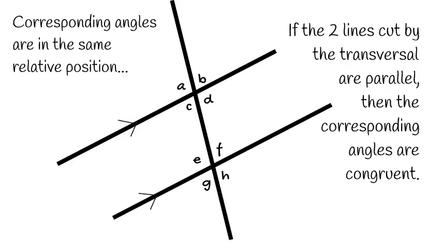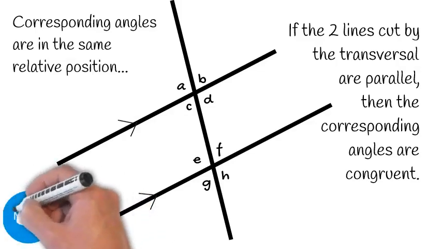Now, please remember, the two lines don't have to be parallel, and if they're not, then that means the corresponding angles are not congruent.